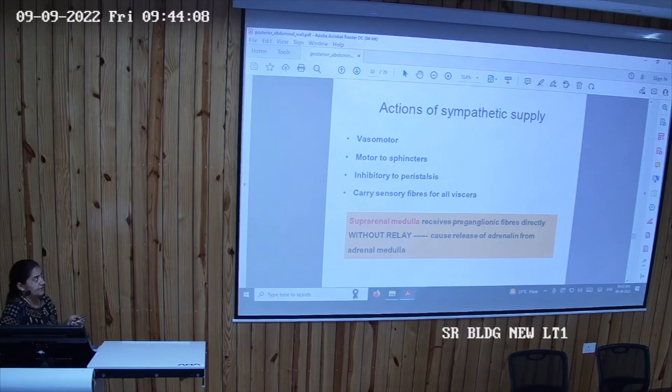Then the sympathetic supply is also given to the suprarenal gland. I guess suprarenal gland has been discussed in your class. So what is present in the adrenal medulla? Sympathetic ganglia are present.